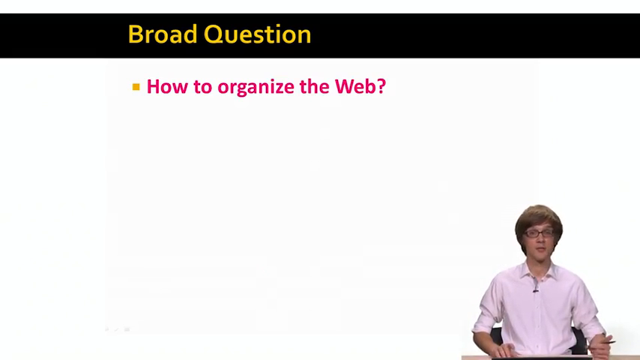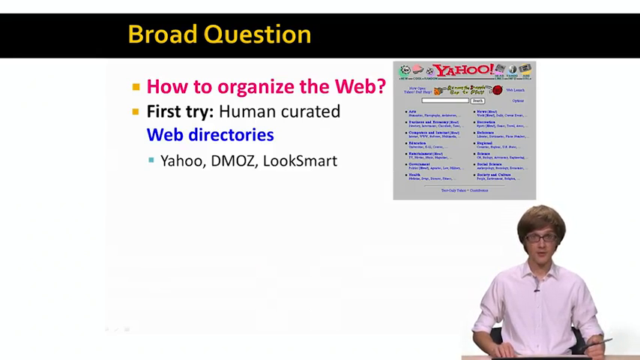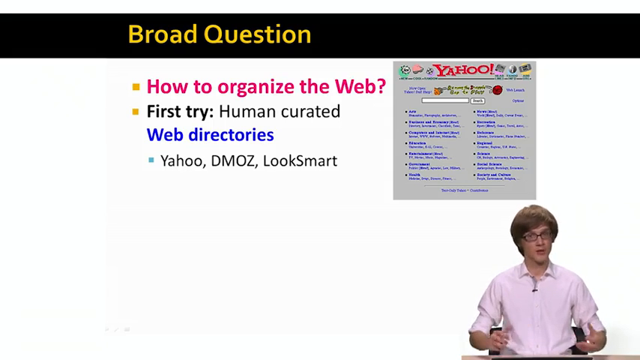The question is, how is the web organized? The way people tried to approach organizing the web was to have it naturally curated by humans. For example, Yahoo back in 1996, their original idea was to take all the web pages on the web and manually categorize them into a set of categories.